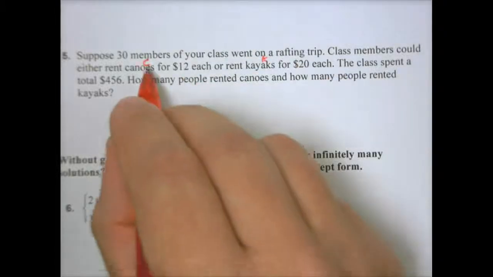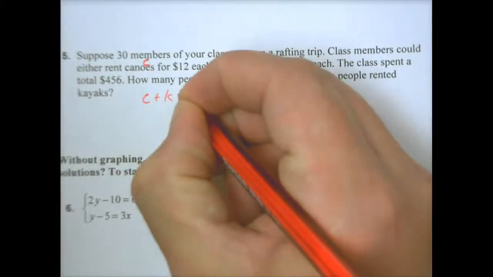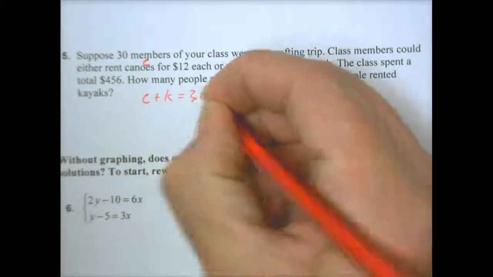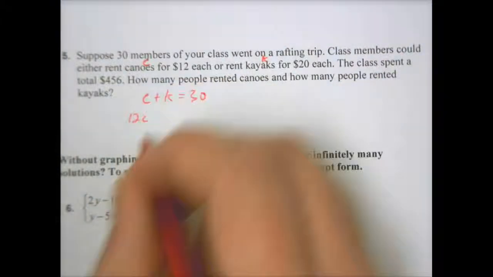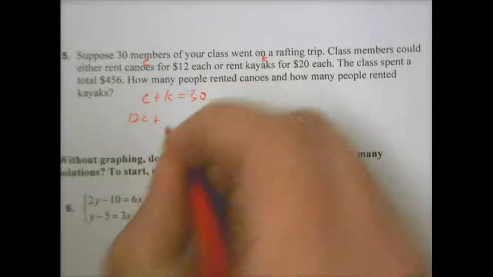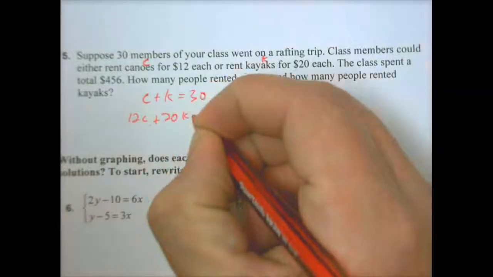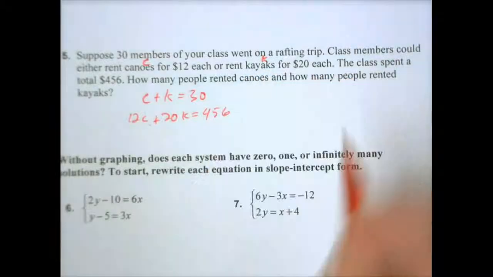So if I want to do that, I know I have 30 people altogether, so I know the number of canoes plus kayaks is 30 people. I also know that for every canoe that I rent, it's going to cost me $12, plus $20 times each kayak, and these together will total $456.